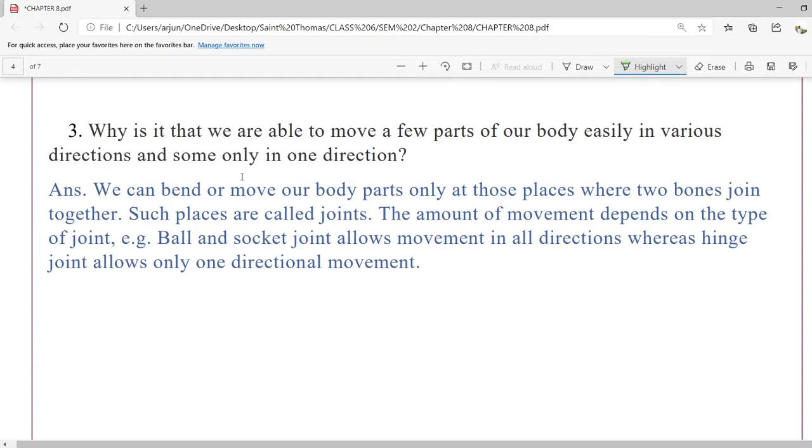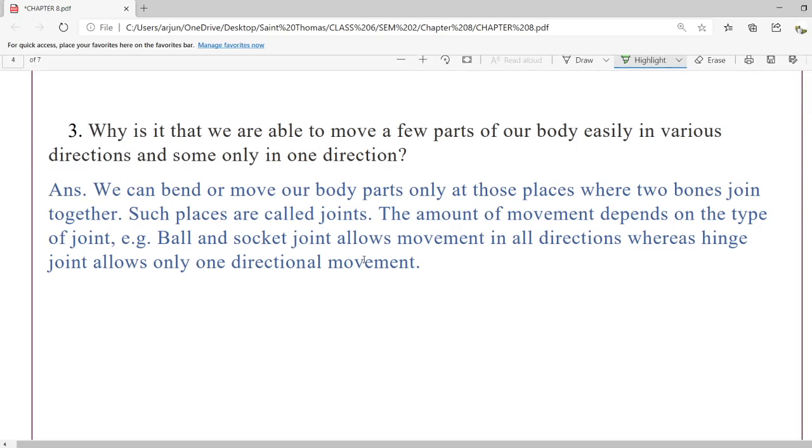Okay, so here we have written the examples of joints. Ball and socket joints allow movement in all directions, whereas hinge joint allows only one directional movement. Okay, so this is the reason why we are able to move our different body parts.